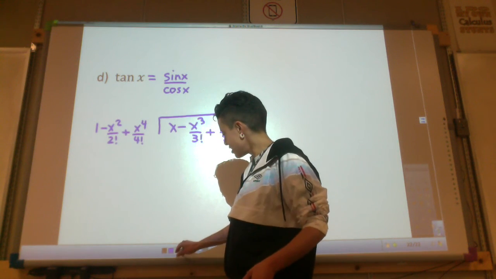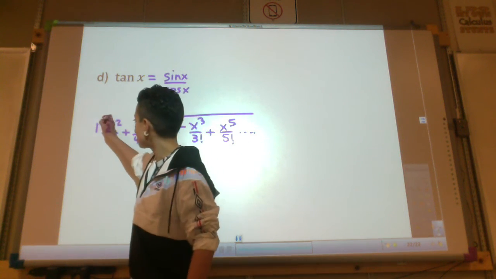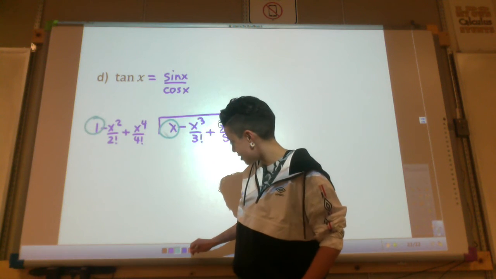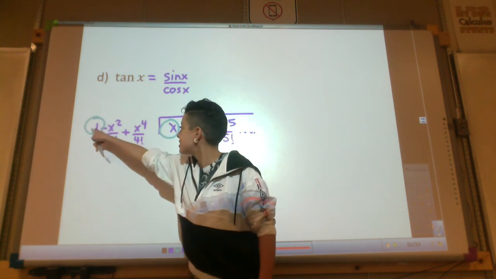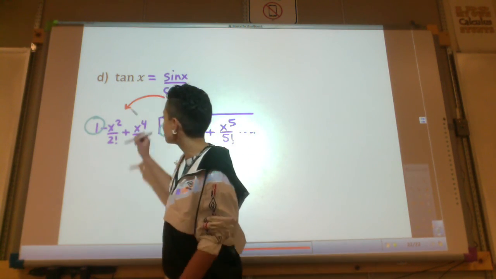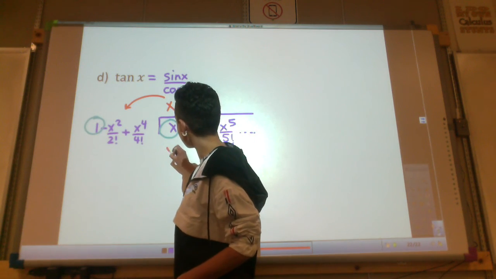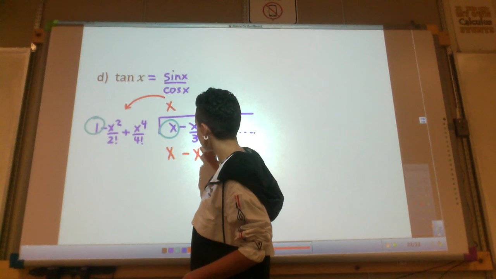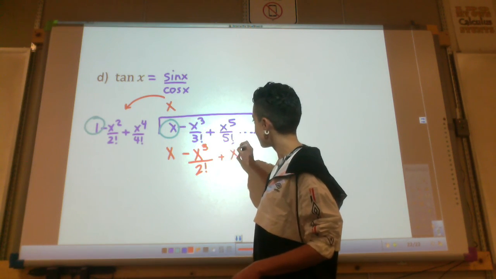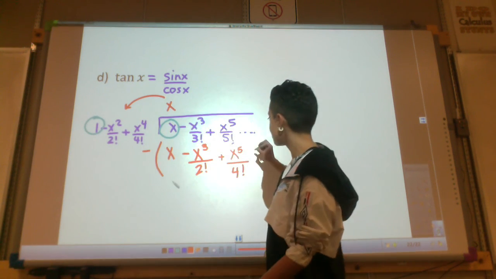So, when we do polynomial long division, we're going to first look at the first term divided by the first term. We're going to take that quotient and put it up in our little answer space right here. So, x divided by 1 makes x. When we place that value, we're going to multiply it by the entirety of the polynomial that we're dividing by. So this becomes x minus x cubed over 2 factorial plus x to the 5th over 4 factorial. Now we're going to grab all of that and we're going to subtract.